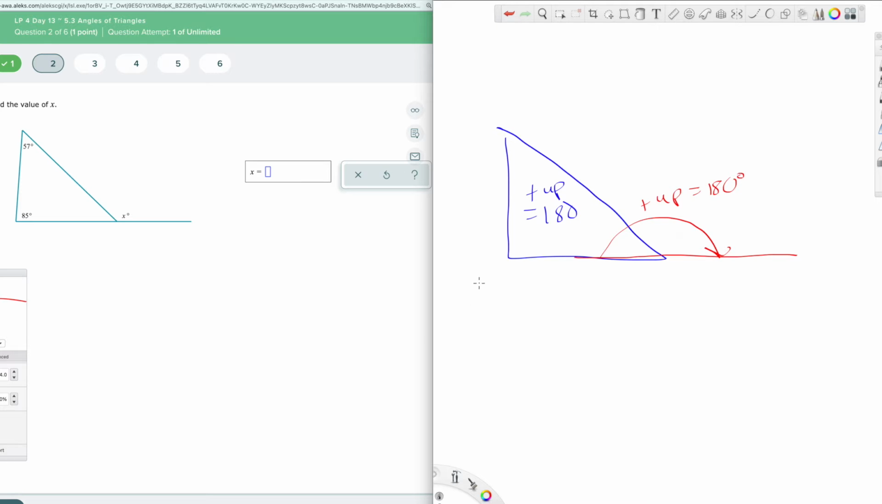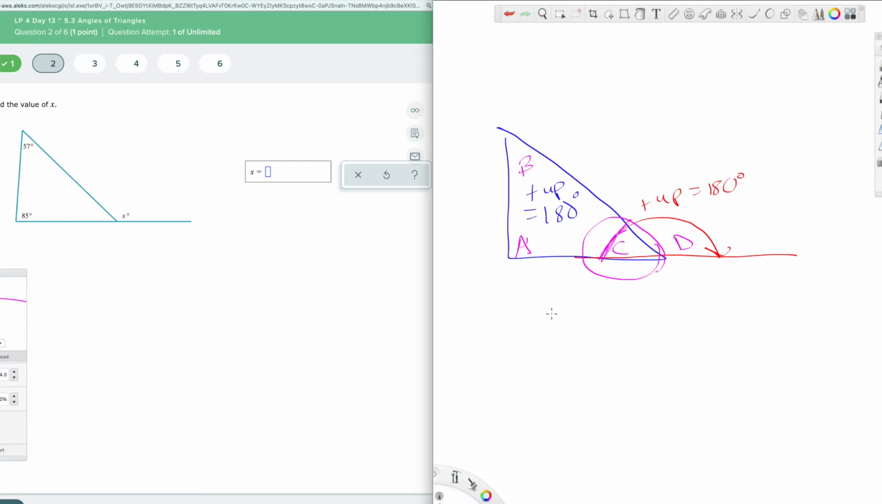So if these 3 angles add up to 180 degrees and these 3 angles add up to 180 degrees, what we want to pay attention to is, what do they share? Well, they share this angle right here. They both have this same angle in them. And I can go like this, A, B, C, and we'll call this one D.